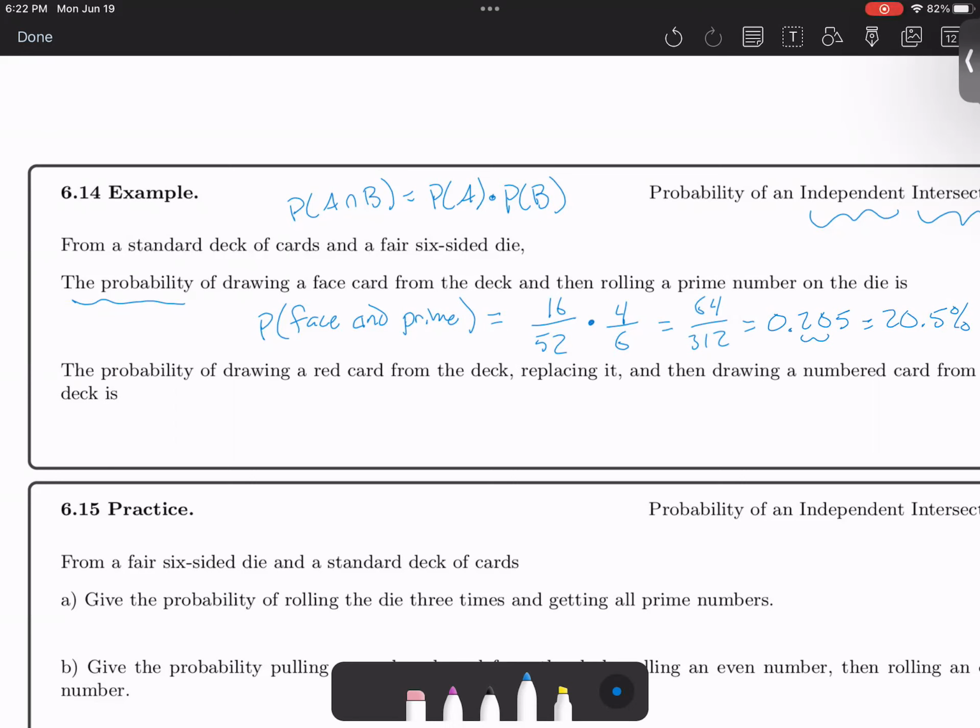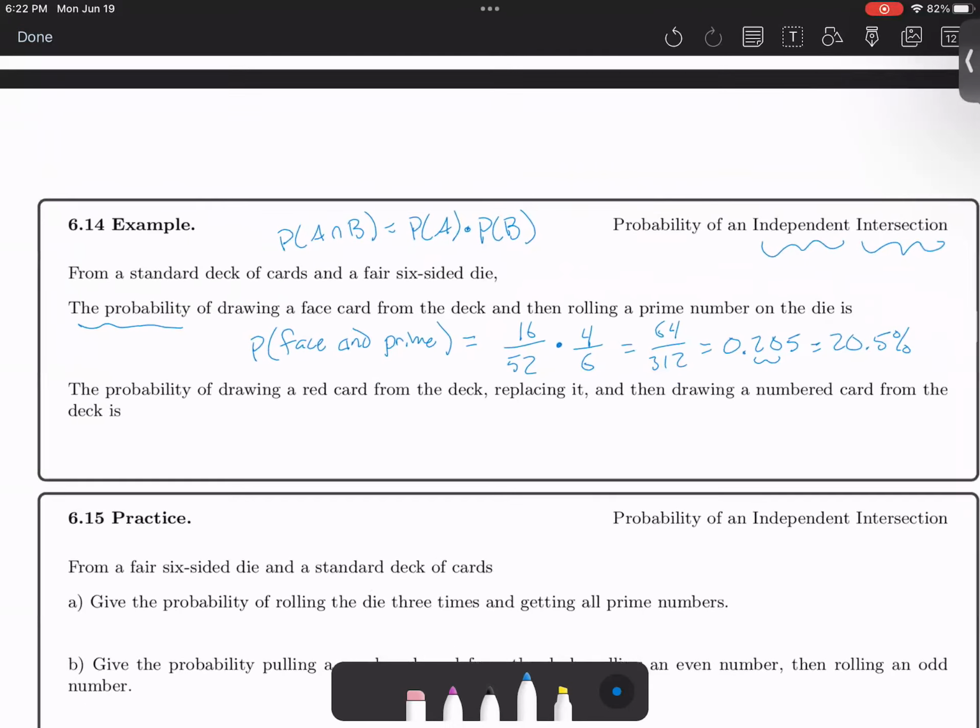Let's work on the second problem. We would like to find the probability of drawing a red card from the deck, replacing it, then drawing a numbered card from the deck. So it's important that we replace it, because if we didn't replace it, then that changes the deck, and all of a sudden the probability of drawing a numbered card changes as well. So because we replaced the card in the deck, these are independent events. And I'm looking for multiple conditions to be met. I'm looking for the first card to be red and the second card to be a numbered card. So it is an intersection.